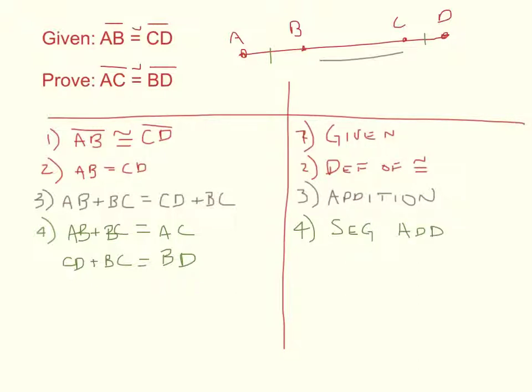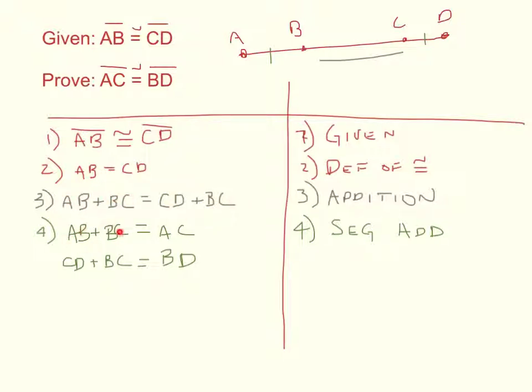You can just do segment add. That abbreviates it. Alright. So AB plus BC equals AC. CD plus BC equals BD. Well, let's look. Well, we know that equals that.